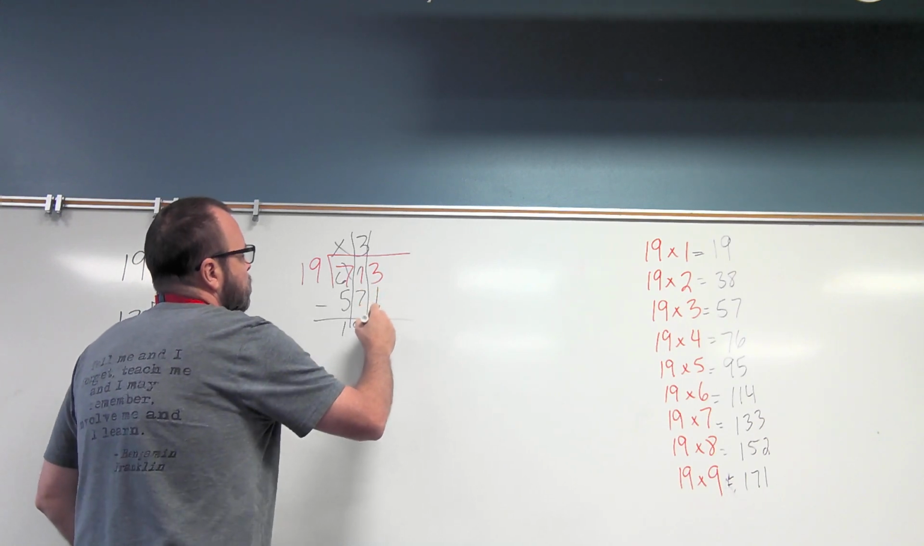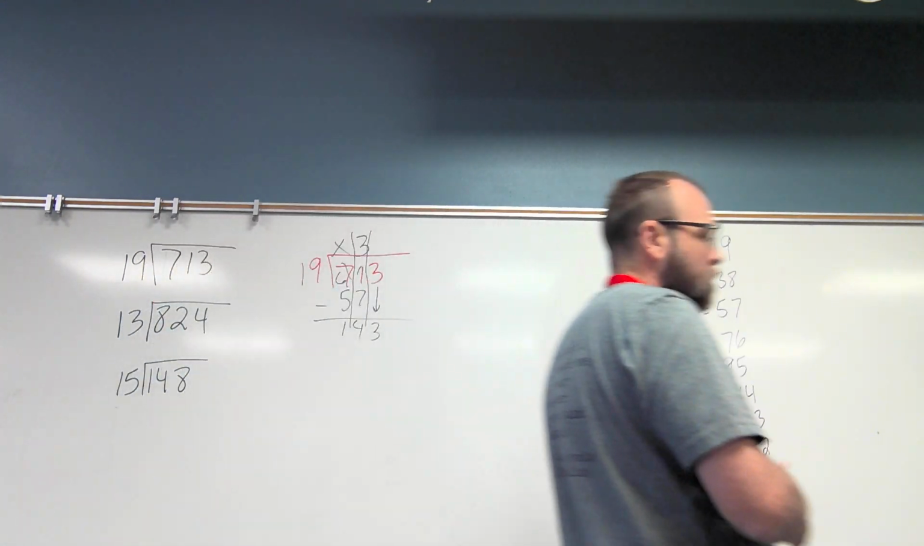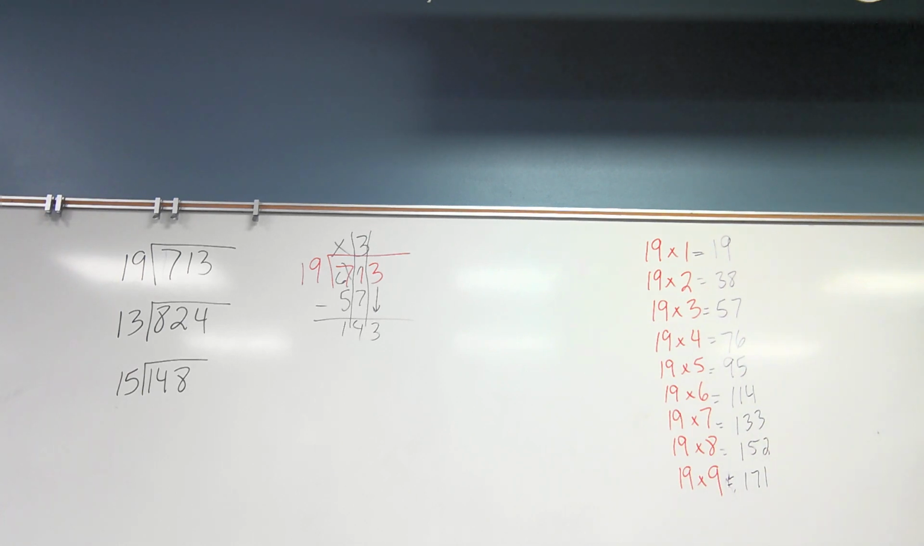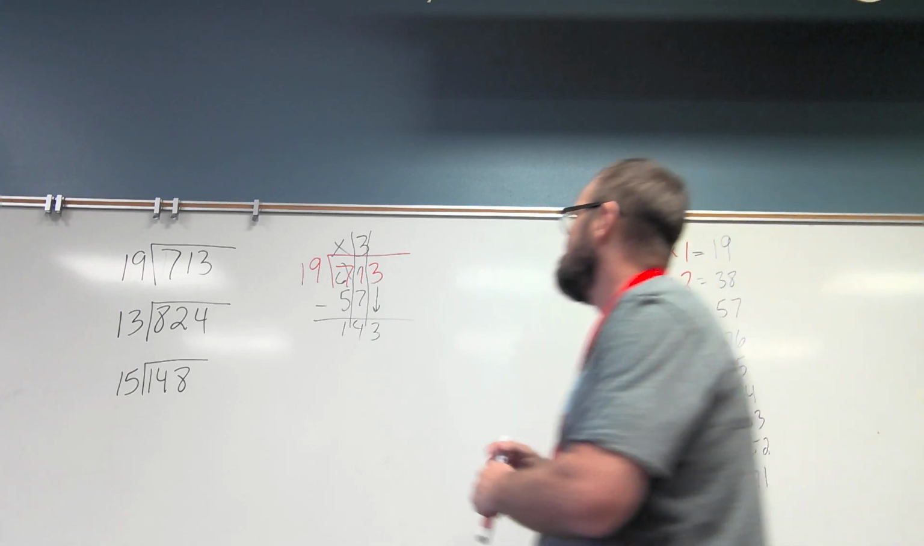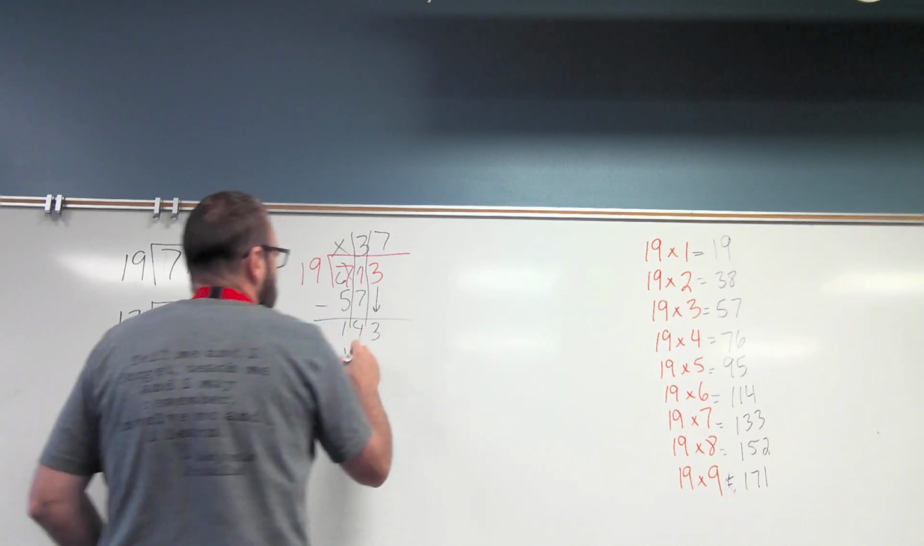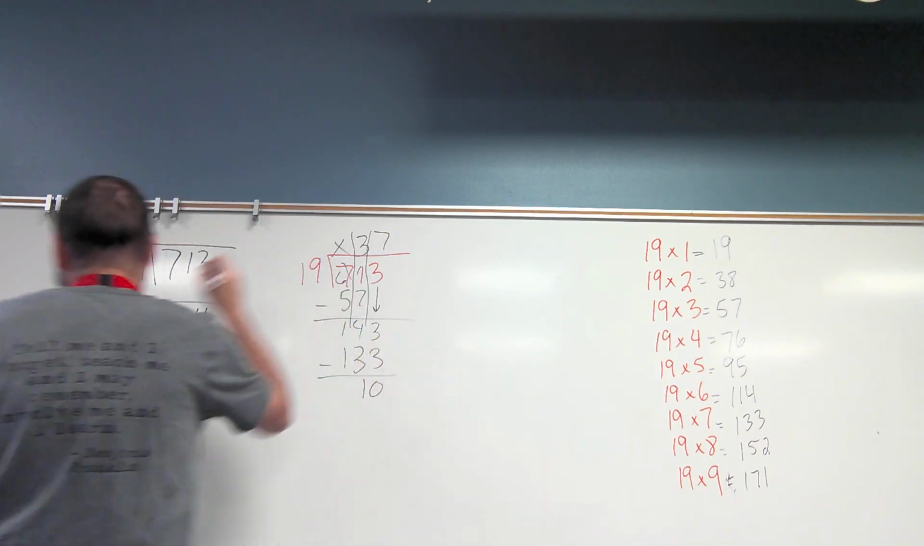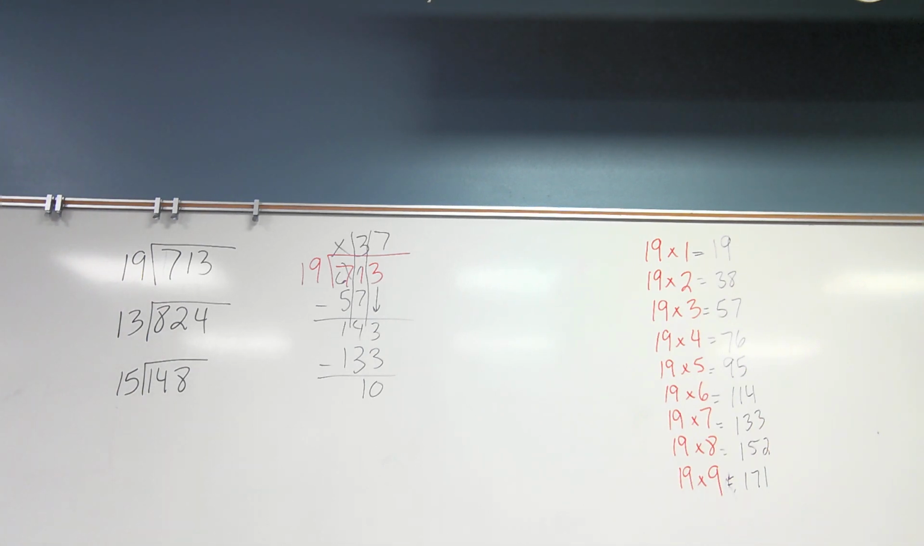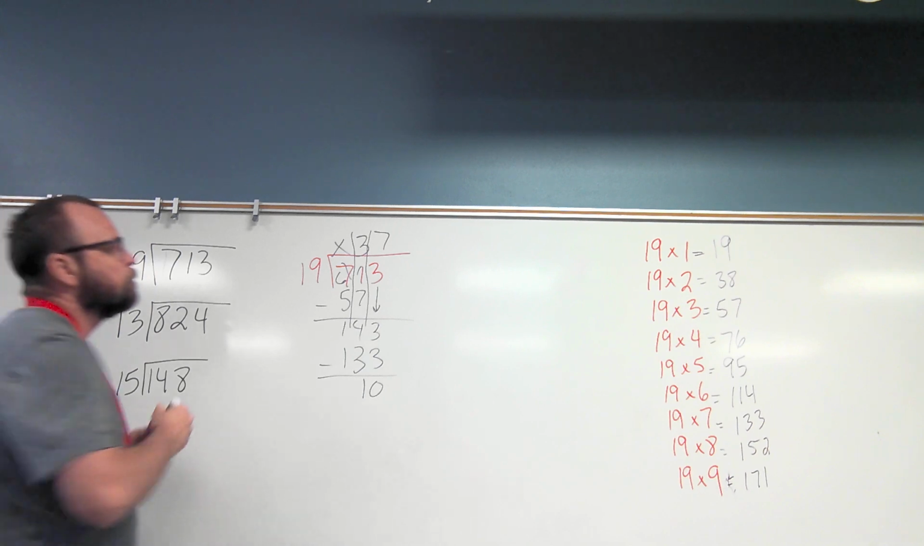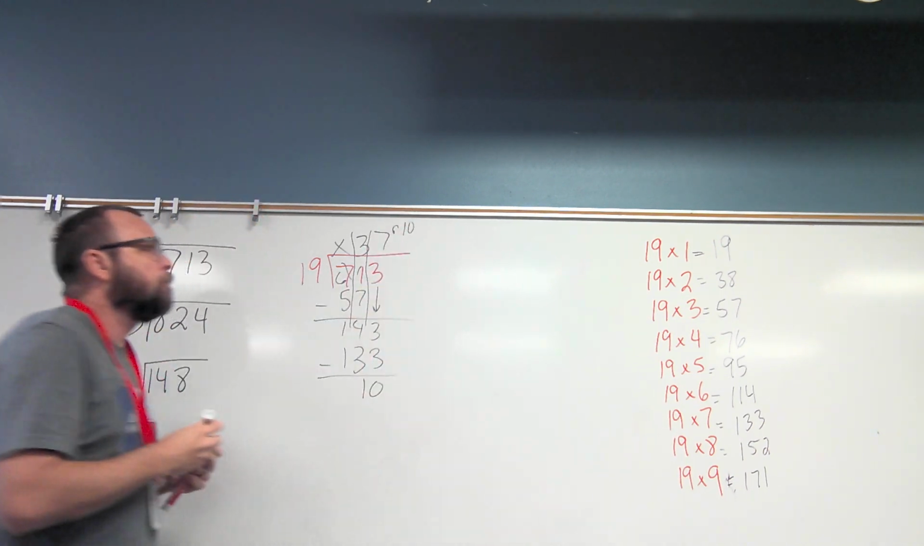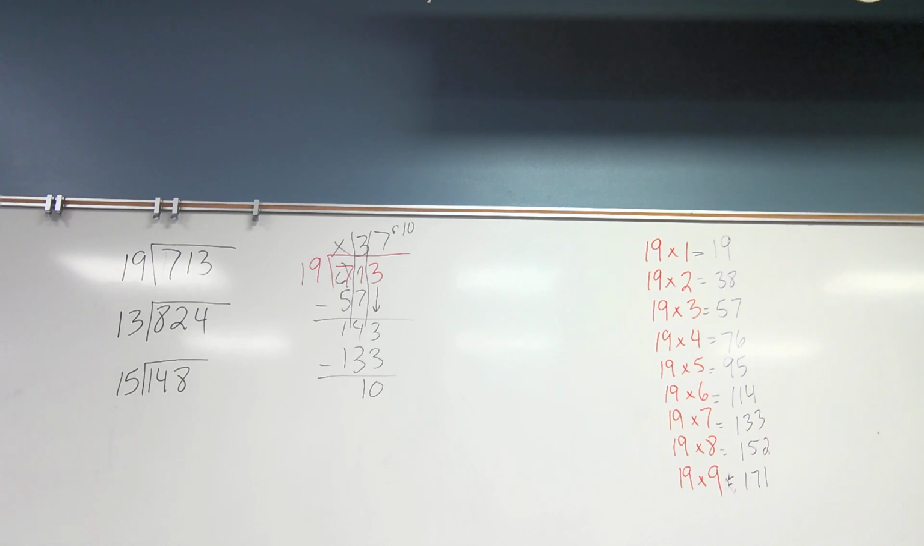Now we have to bring down our 3. And I need to see how many times 19 goes into 143. Travis, how many times does 19 go into 143? 7. Because I want to get as close as I can without going over. 152 is obviously too big. So it has to be 19 times 7, which is 133. Then I subtract, I get 10. 10 is definitely less than 19. So that will work. So I have 37 as my quotient with a remainder of 10.